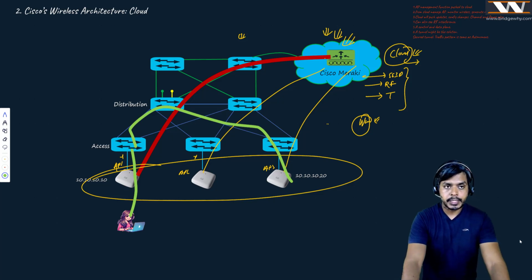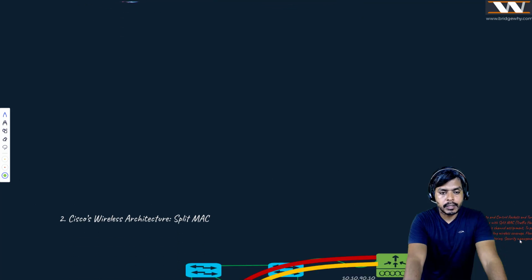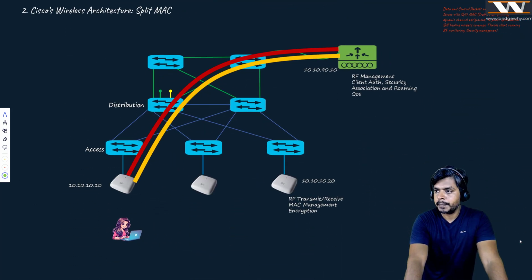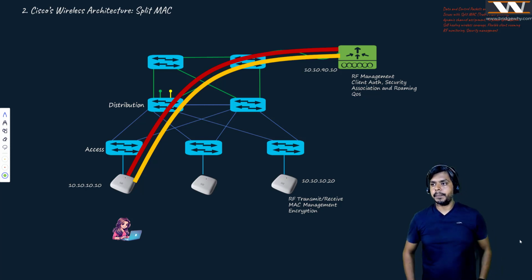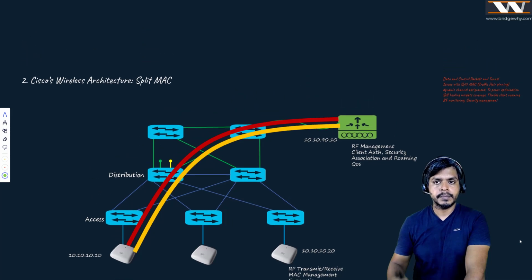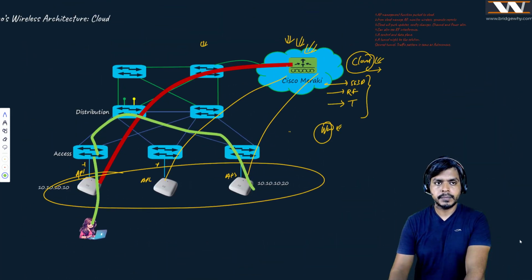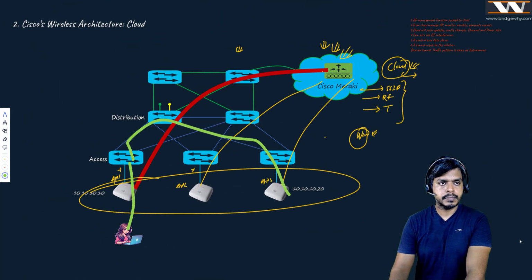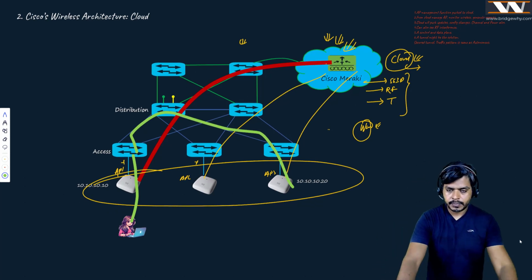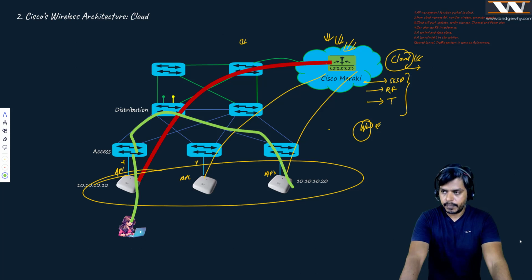Having said that, let's talk about another basic architecture, which is split MAC. Sorry, Vishnu. For the Cisco Meraki part, does it mean that all the data traffic doesn't go to the controller in the Cisco Meraki, which is in the cloud?